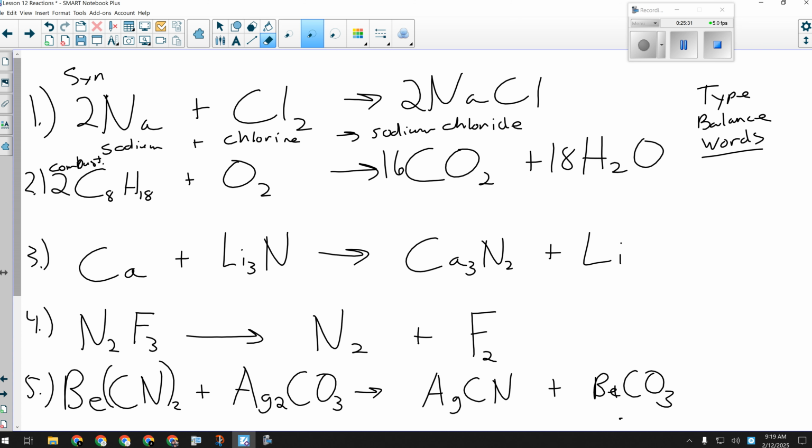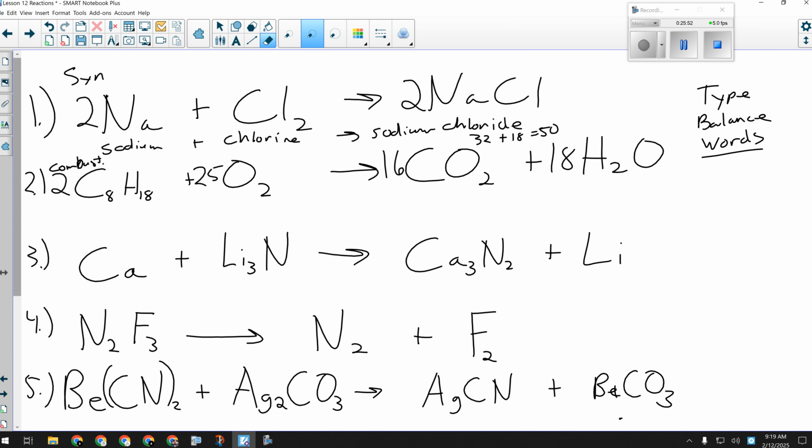16 times 2 is 32 oxygens there, plus 18 times 1, so plus another 18. That should give me 50 even. All right, what times 2 will give me 50? 25. Trickier balance, bigger numbers.